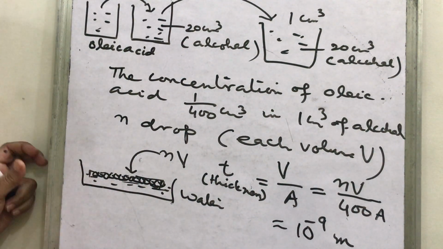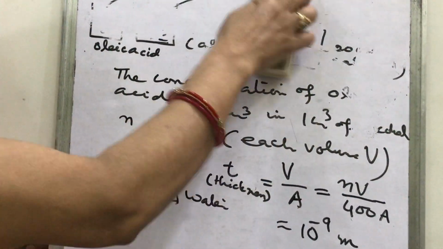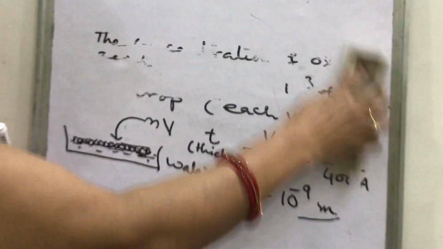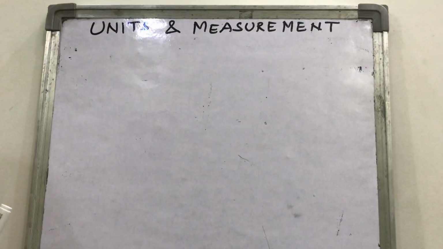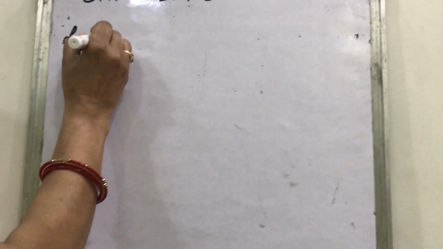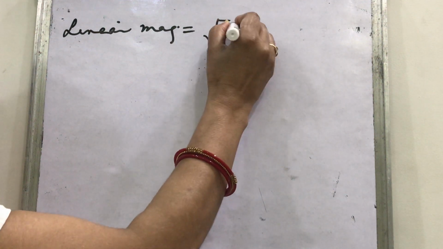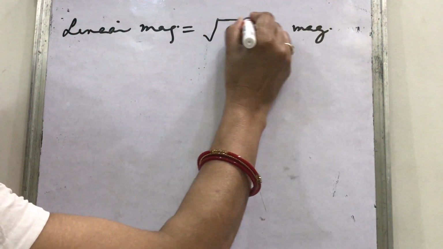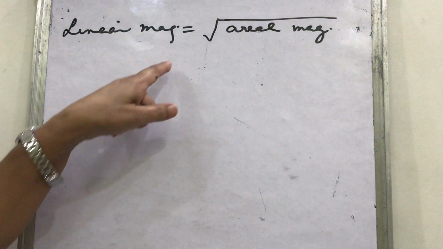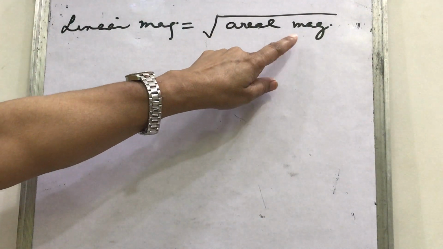Now, come to the next point, that is the linear magnification. And what do you mean? Linear magnification is size of image upon size of object. You have read in class 10th also. And here is one more formula for linear magnification, and this linear magnification can be applied in any of the questions given. I am giving you an example of one very interesting question: linear magnification is also the square root of areal magnification.